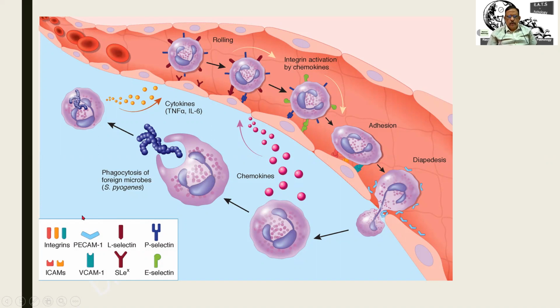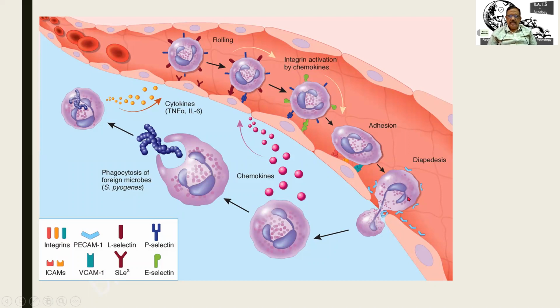Given in the enclosure are the various adhesion molecules. They are the L-selectins, P-selectins, and E-selectins. Also, you find that there can be the platelet endothelial cell adhesion molecule or the vascular cell endothelial adhesion molecule. Also, there can be intercellular adhesion molecules. These are substances which help in the adhesion between the endothelium and the neutrophils or the monocytes.